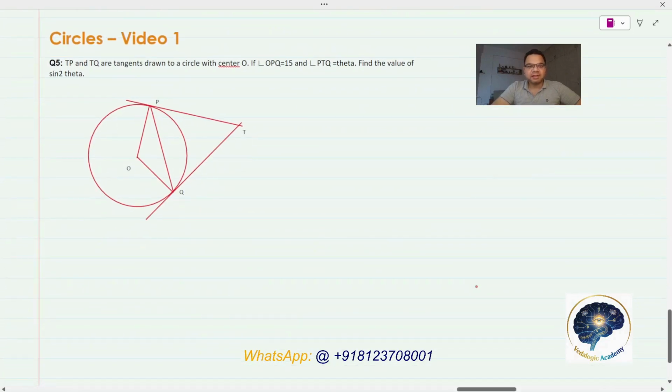Okay. And this is the last question now. TP and TQ are tangents drawn to a circle with center O, right? So if you see, this is T. TP and TQ are tangents to the circle with center O. If angle OPQ is 15 degrees, and angle PTQ is theta, find the value of sine 2 theta. This is what we have to find out. Let me write it here. Sine 2 theta we have to find out.